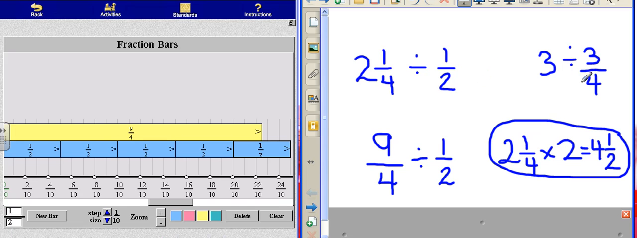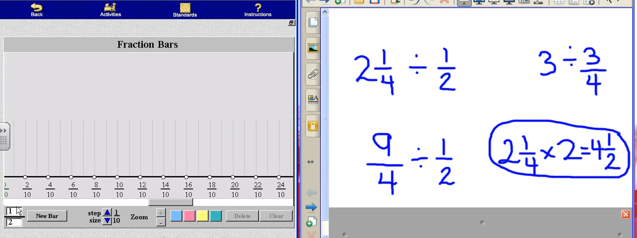Here is a second problem that we're going to do, which is 3 divided by 3 quarters. So now we're going to take our whole number. I'm going to clear this out. We're going to take our whole number of 3, and our denominator is understood to be 1. Every whole counting number has a denominator of 1.